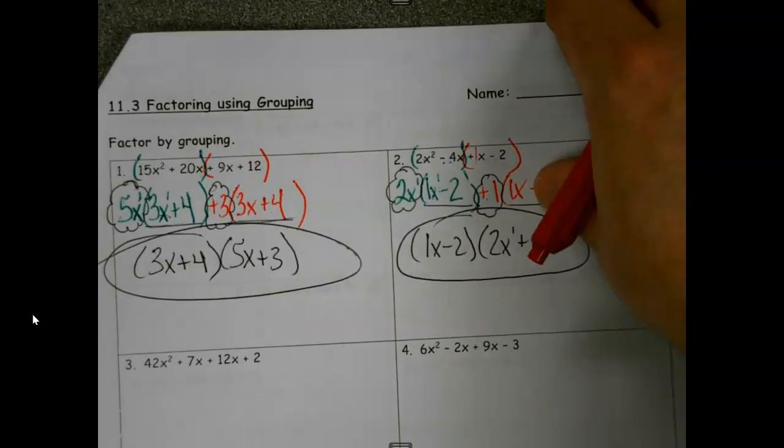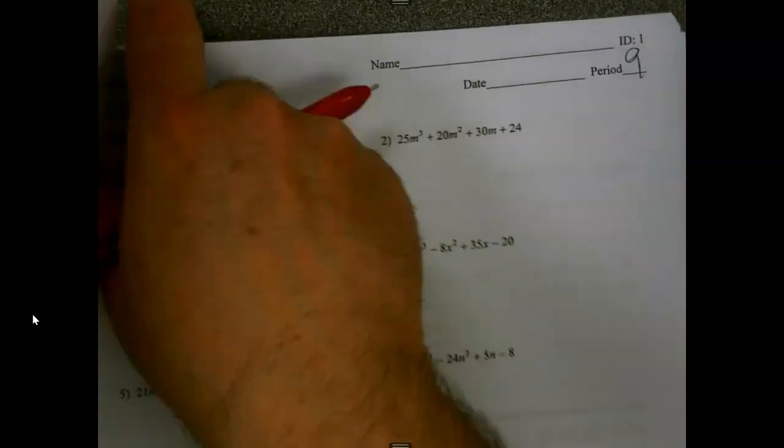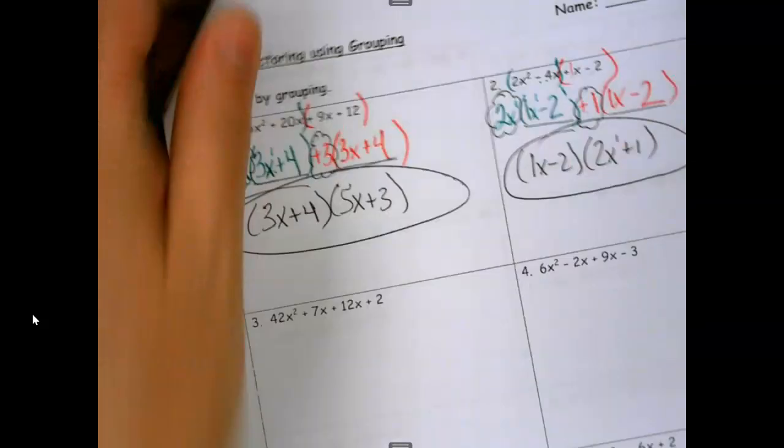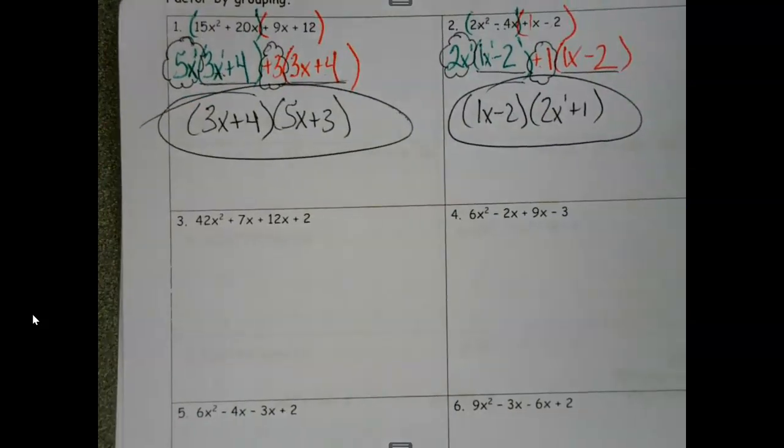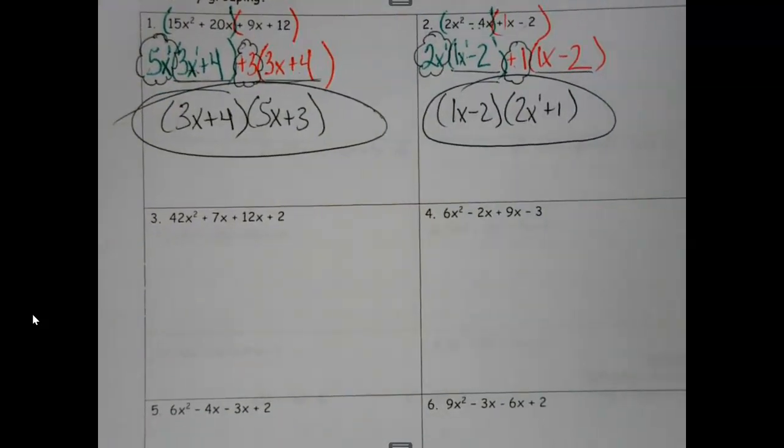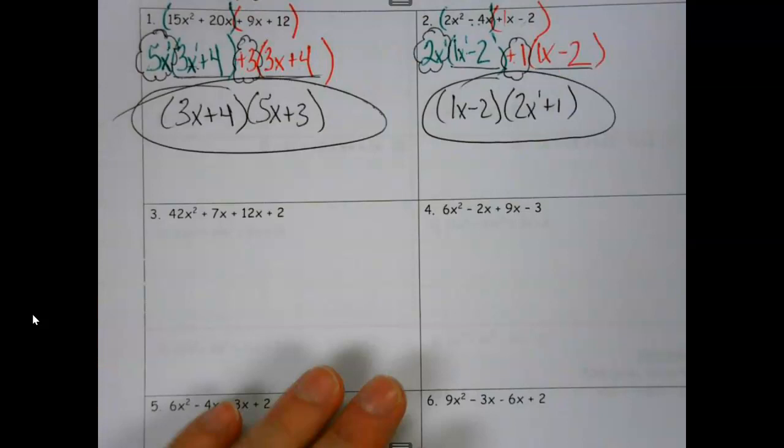Now, let's take it a little further. We're not going to go crazy here. Let's take a look at 3. Okay, let's see what's going on with 3. All right, let's check this out.